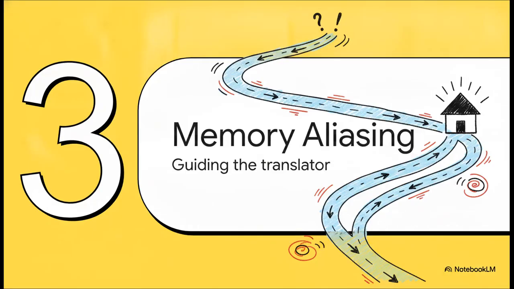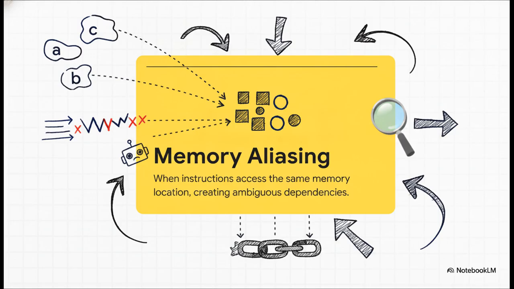Let's move on to Section 3, navigating memory aliasing, or as we like to call it, guiding the cautious translator. Think of memory aliasing like two different delivery routes leading to the exact same house. It just causes unexpected traffic and confusion. When you pass multiple array pointers into a function, you absolutely know they represent entirely different sets of data. But the compiler, it has no idea.